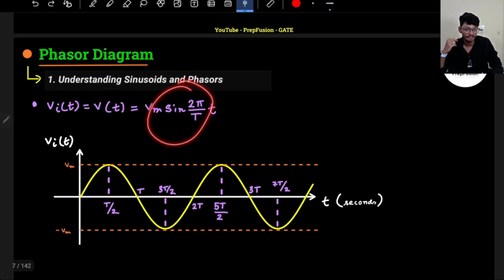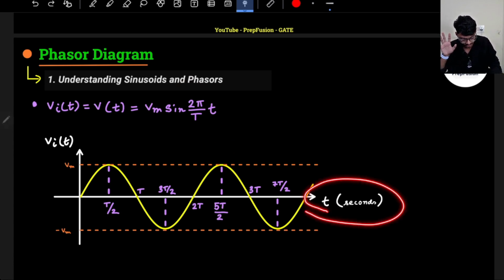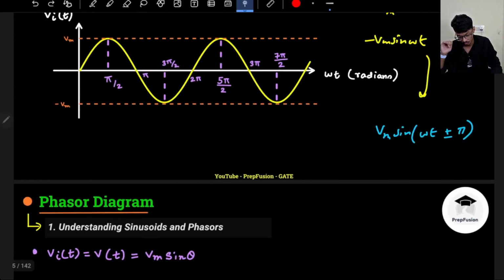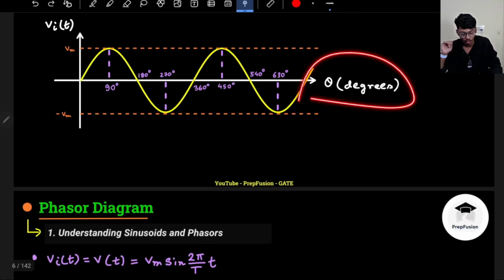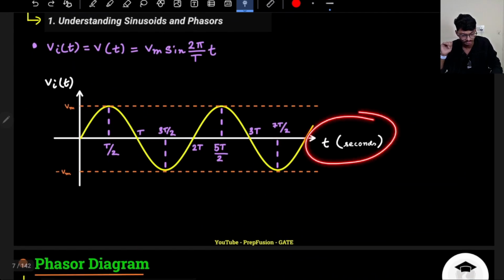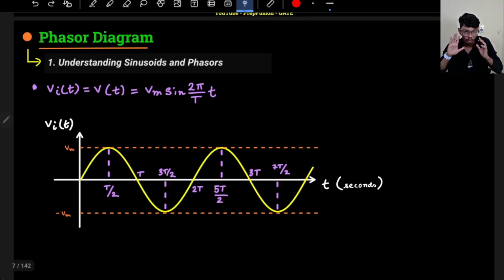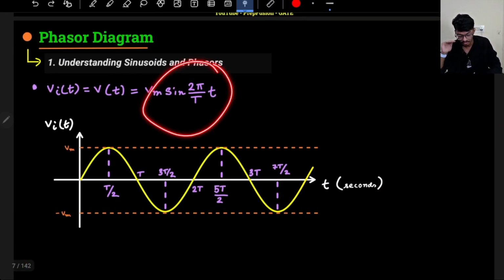Different sinusoids can be represented mainly in three different manners. They can be represented in other ways as well, but mainly in three. This should be clear in your mind, because I have seen multiple times that students are confused about the x-axis. They don't know whether to take radians, degrees, or seconds. I hope now the confusion is totally cleared. How can you represent a sinusoid? Three types.